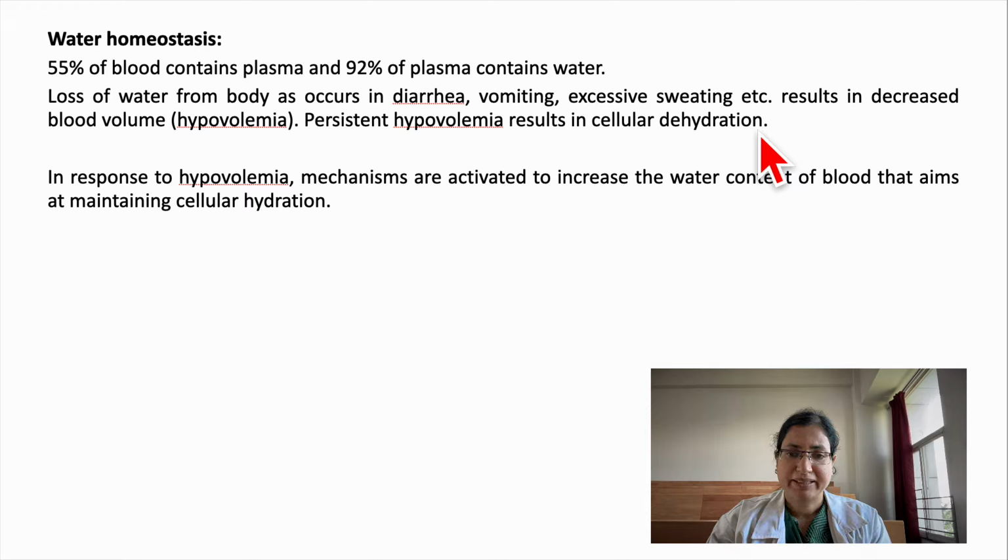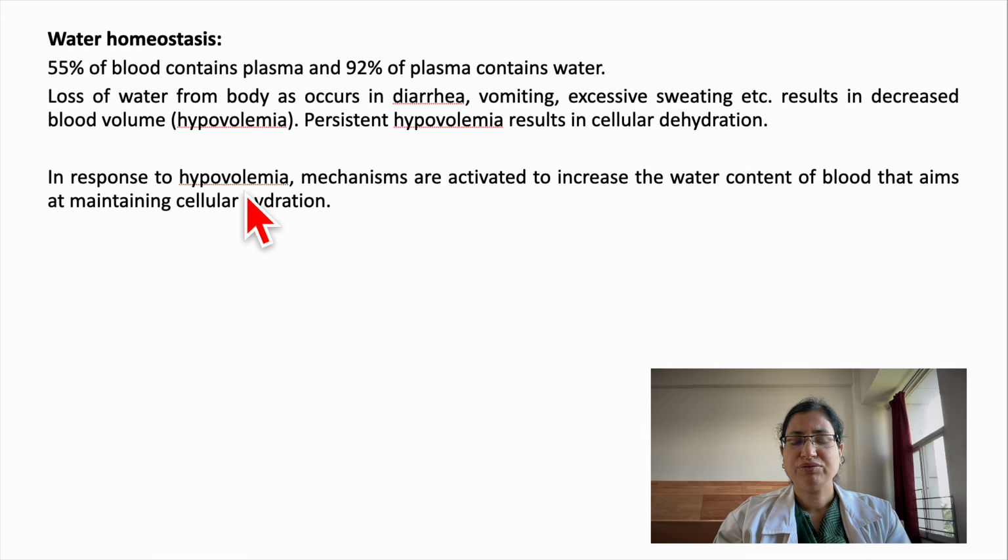See, for the survival of all our cells, the constant supply of water is also very important. Otherwise there will be dehydration of the cells and ultimately the cell will die. So blood is maintaining the level of water in the body. So this is another important function of blood. In response to hypovolemia, mechanisms are activated to increase the water content of blood that aim at maintaining cellular hydration.